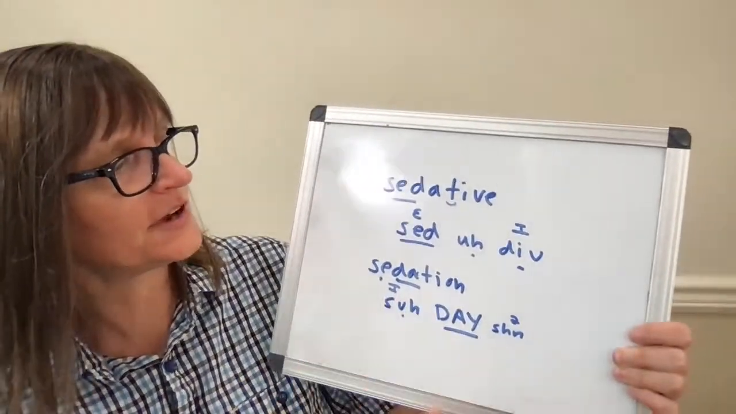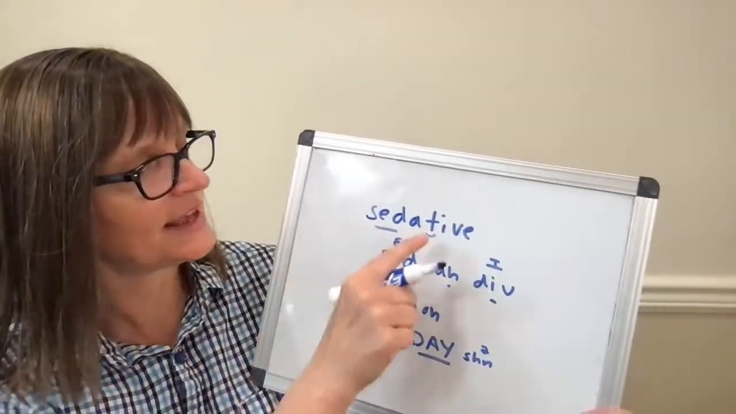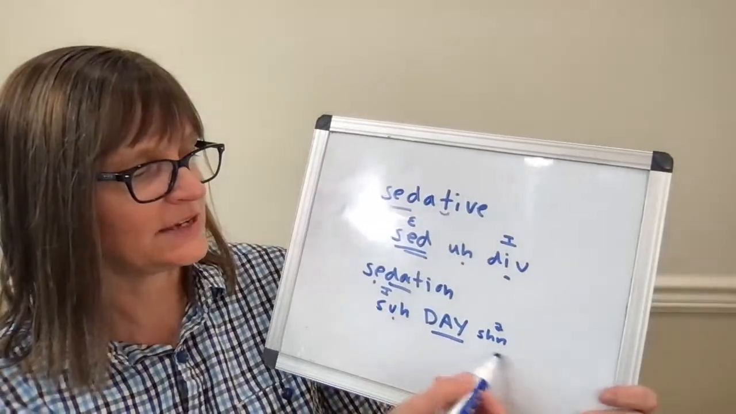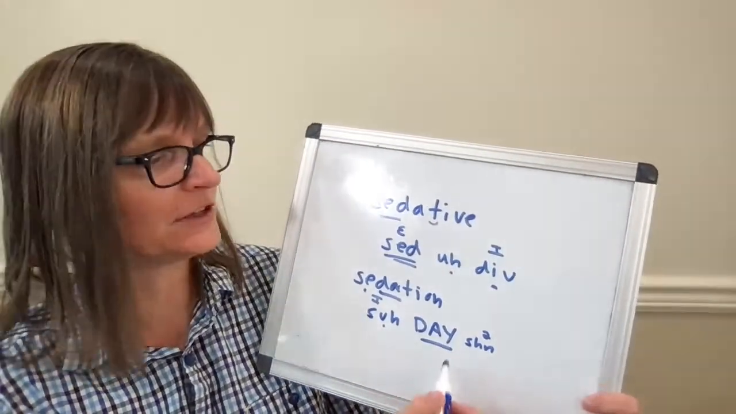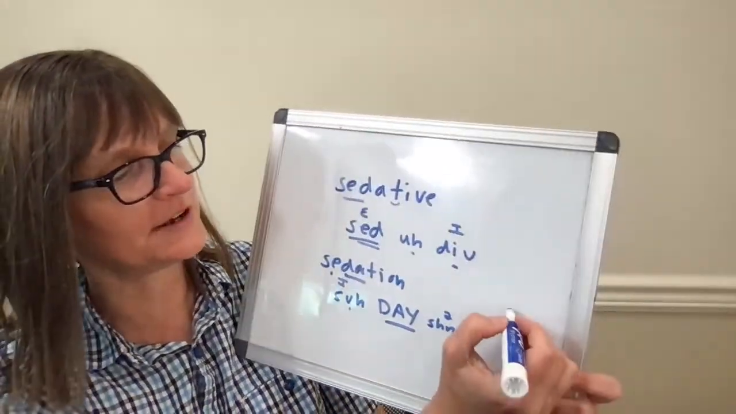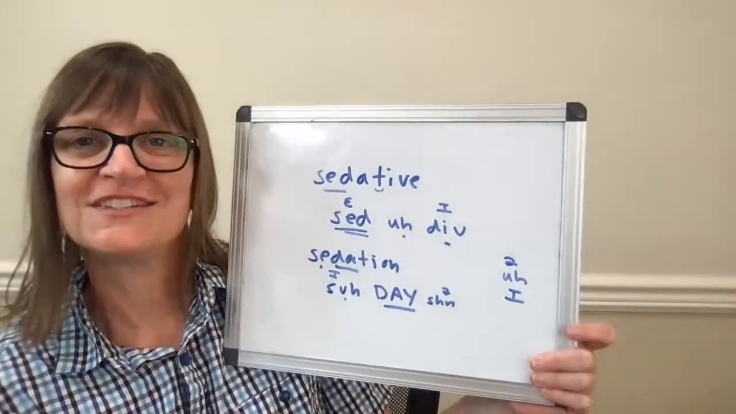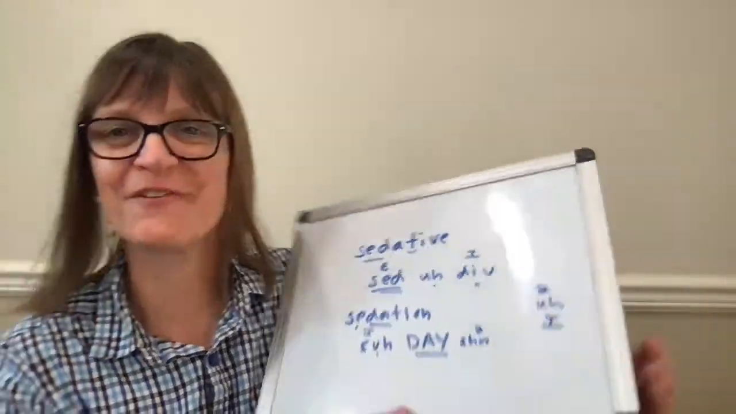So the syllable stress, again, makes a difference. Sedative, clear vowel on that first syllable. Sedation, clear vowel in the middle syllable. And then the other syllables are either schwa, or a reduced I sound. Great requests. Thank you so much.